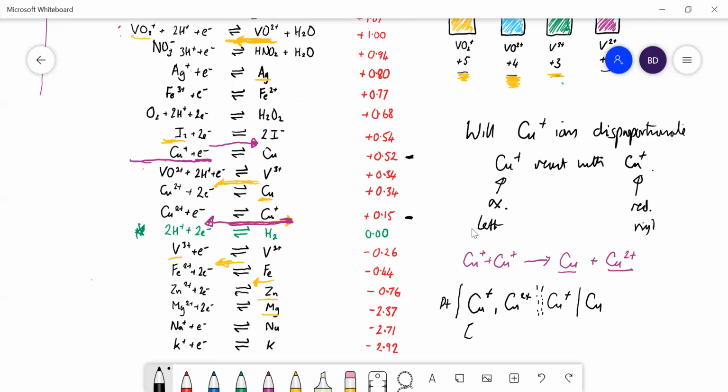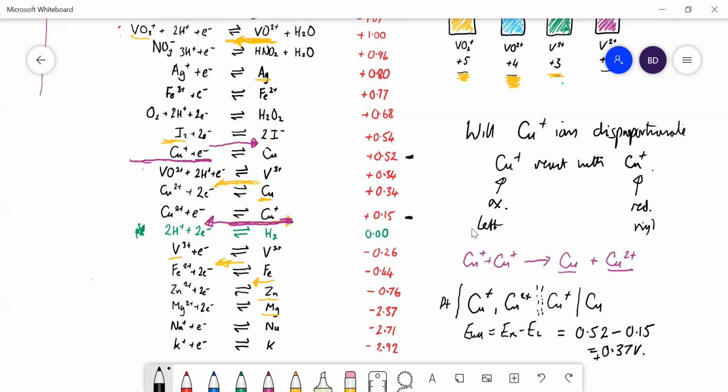And what would E cell be equal to that? Well, E cell is equal to E right minus E left, which is equal to the right-hand side electrode. The most positive one is plus 0.52, sorry. And the most negative is plus 0.15, so minus 0.15. So that would be equal to 0.37 volts. That would be the E cell value for that one.